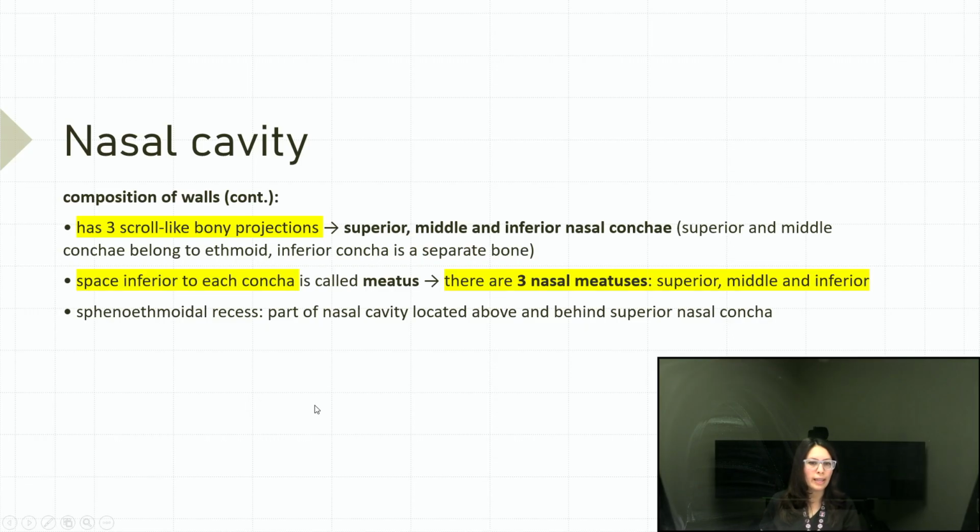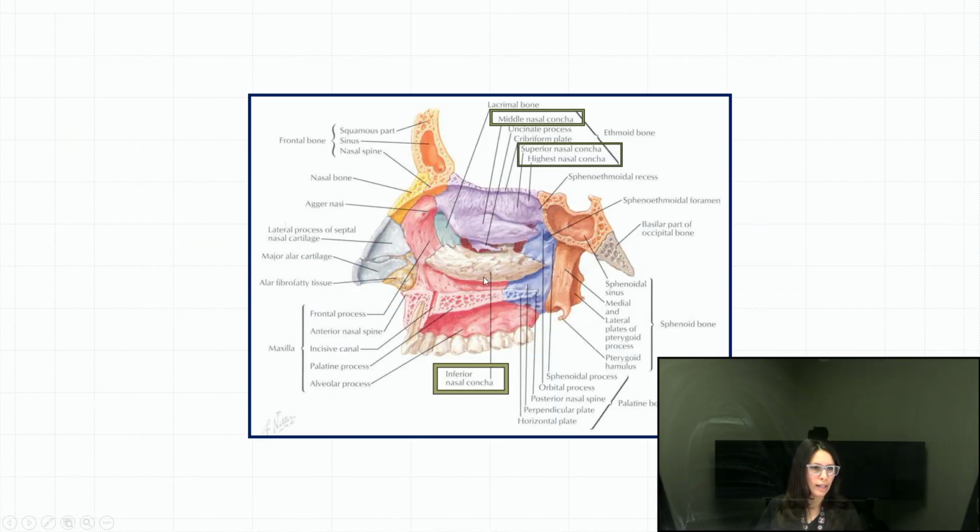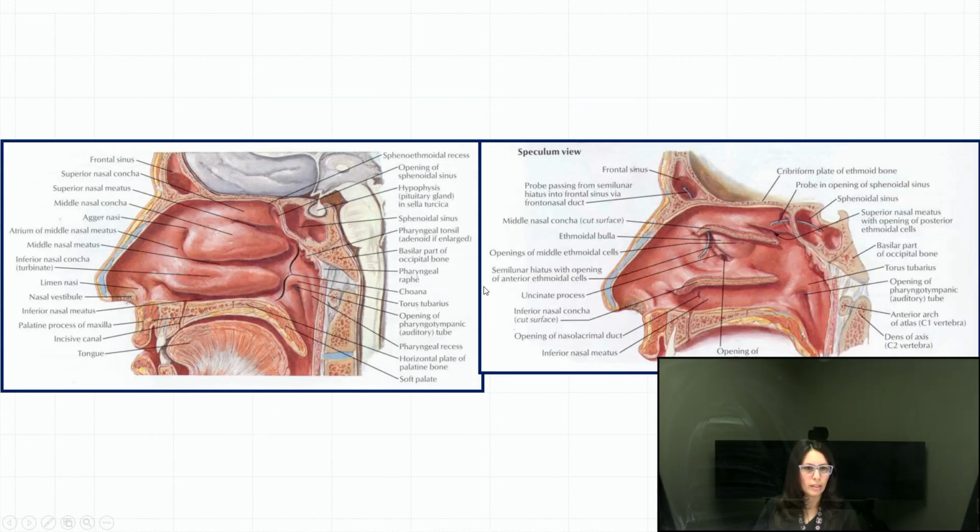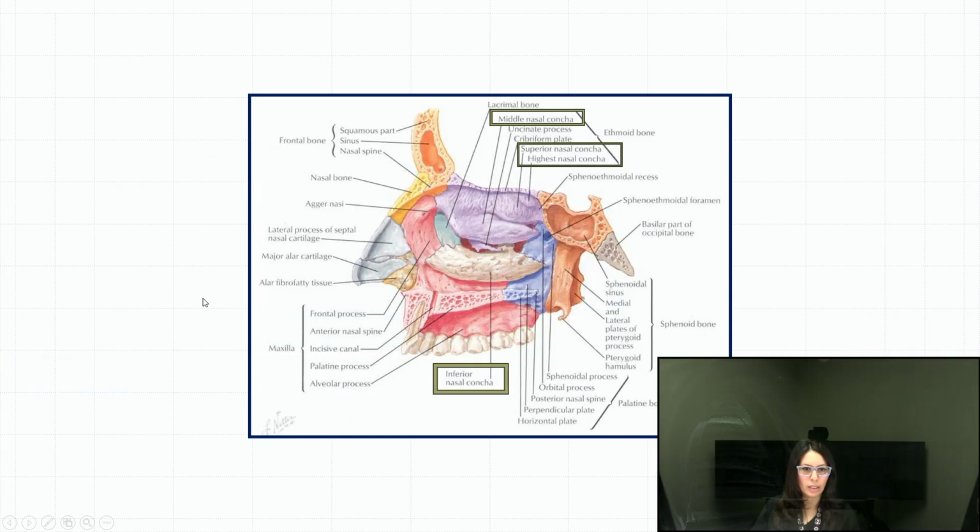The space inferior to each concha we call the meatus, and so there are three meatuses: a superior nasal meatus, middle nasal meatus, and inferior nasal meatus. I can show it to you in this picture. You can see here the superior nasal meatus, middle nasal meatus, and inferior nasal meatus.